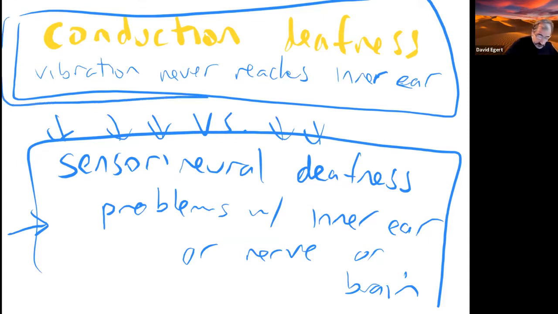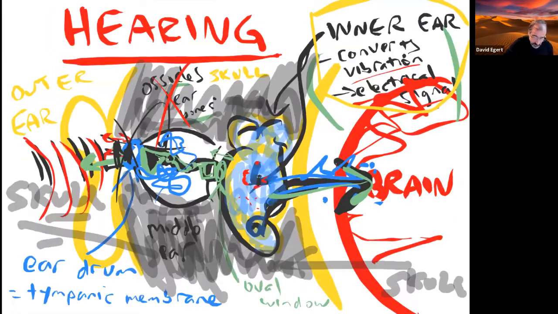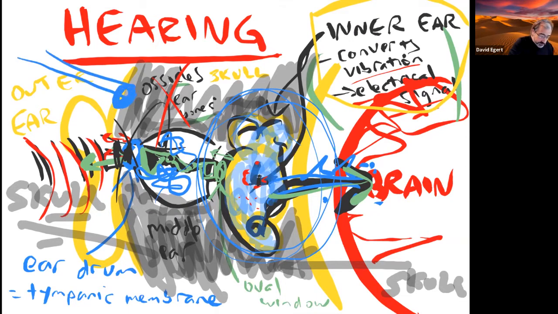In conduction deafness, though, the problem is that you're just not getting the vibration to the inner ear, even though the inner ear is working. And what you can do is vibrate the skull directly. That's what we call bone conduction.